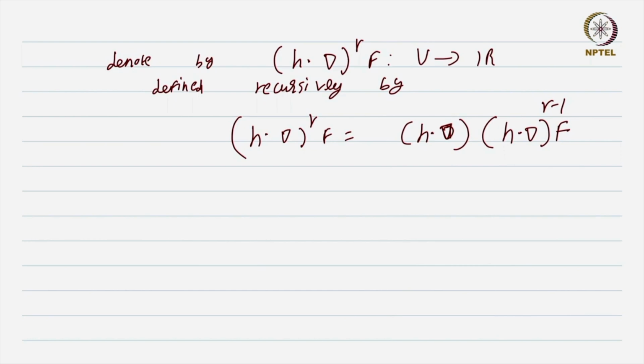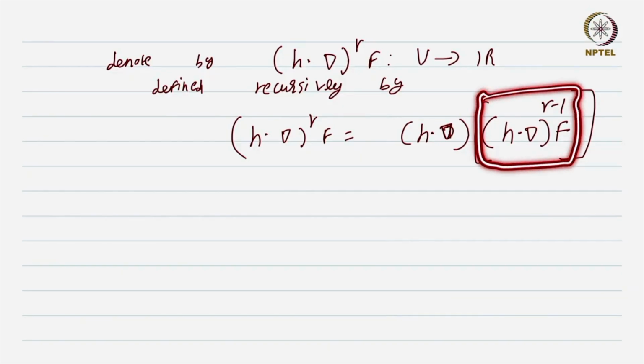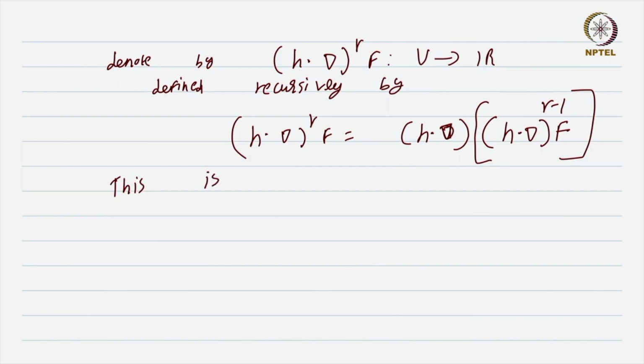So what is essentially happening is recursively this object (h dot grad) power r minus 1 acting on f is a function from U to R, then you take h dot grad of that. Now you require r to be less than or equal to k because when you work this out you will notice that derivatives up to order r will occur when you actually sit down and take these derivatives. So this is well defined because f is C^k smooth.